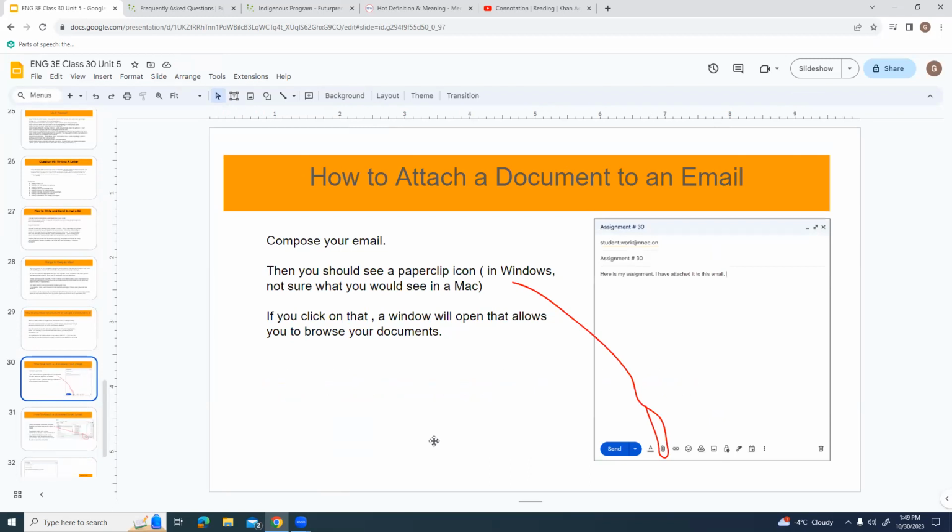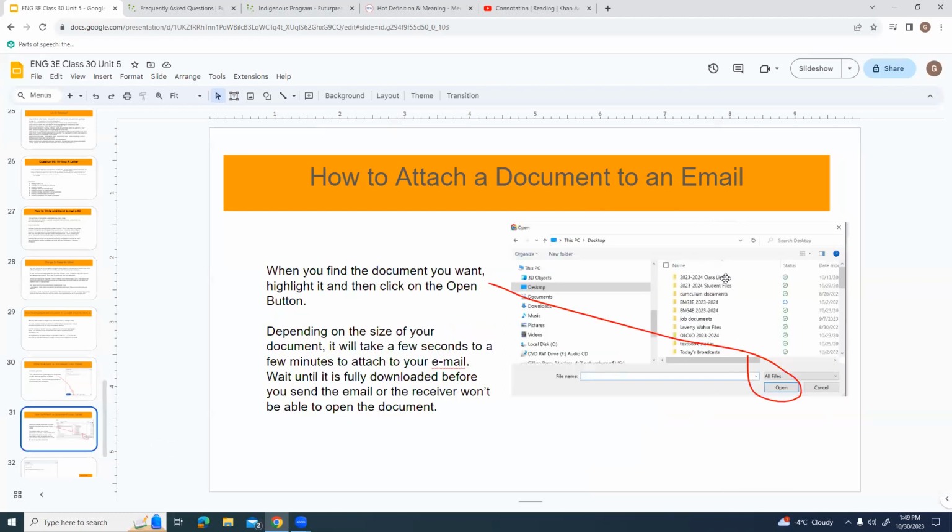Okay, so I'm not sure if everybody knows how to attach a document, because I know a lot of people are just used to forwarding things. So compose your email, and then once you're finished composing, if you look at the bottom, there's a little paperclip icon. If you click on that, a window will open that allows you to browse your documents.